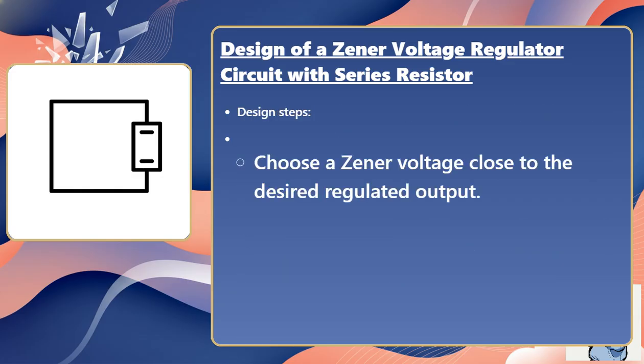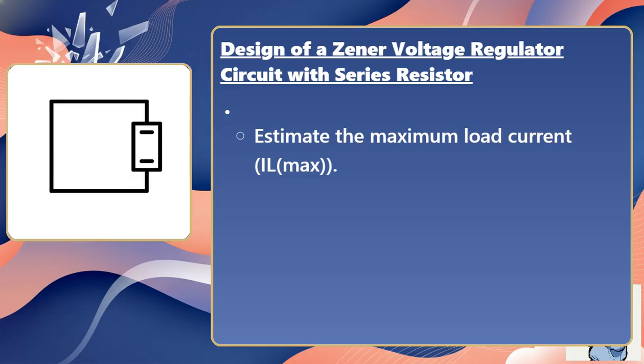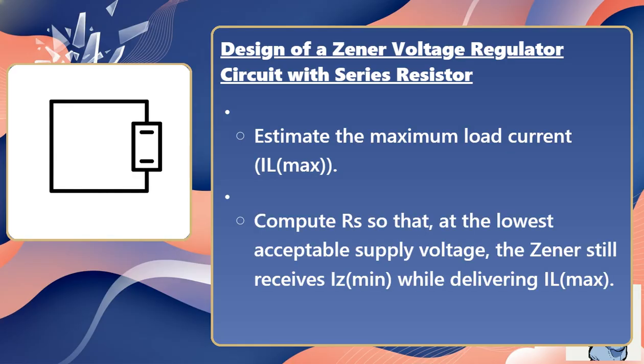Design steps: choose a Zener voltage close to the desired regulated output. Determine the minimum Zener current, Iz min, needed to keep the diode in breakdown, usually a few milliamps. Estimate the maximum load current, IL max. Compute Rs so that at the lowest acceptable supply voltage, the Zener still receives Iz min while delivering IL max.